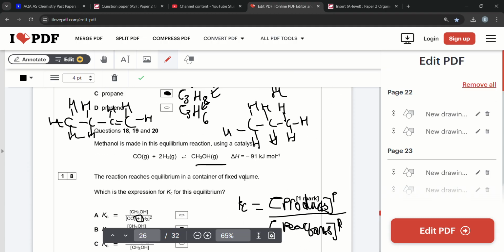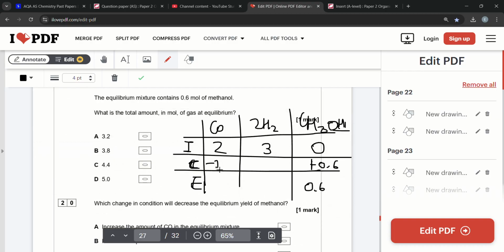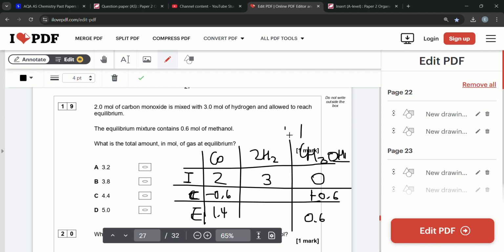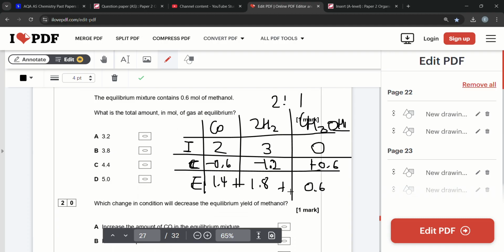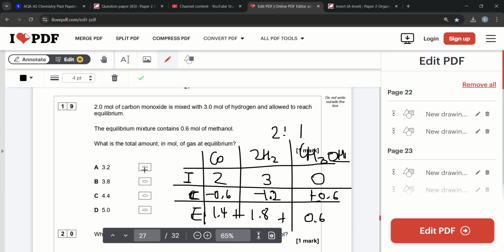Therefore, if we add 0.6 on this side, we're going to subtract 0.6 on these sides. 1.4, but in this case it's a 1 to 2 mole ratio. So instead of subtracting 0.6, we're subtracting 1.2. So we should get 1.8. Now if we add that together, the equilibrium moles, 1.4 plus 1.8 plus 0.6 should give me 3.8. Because 1.4 plus 0.6 is 2, 2 plus 1.8 is 3.8.